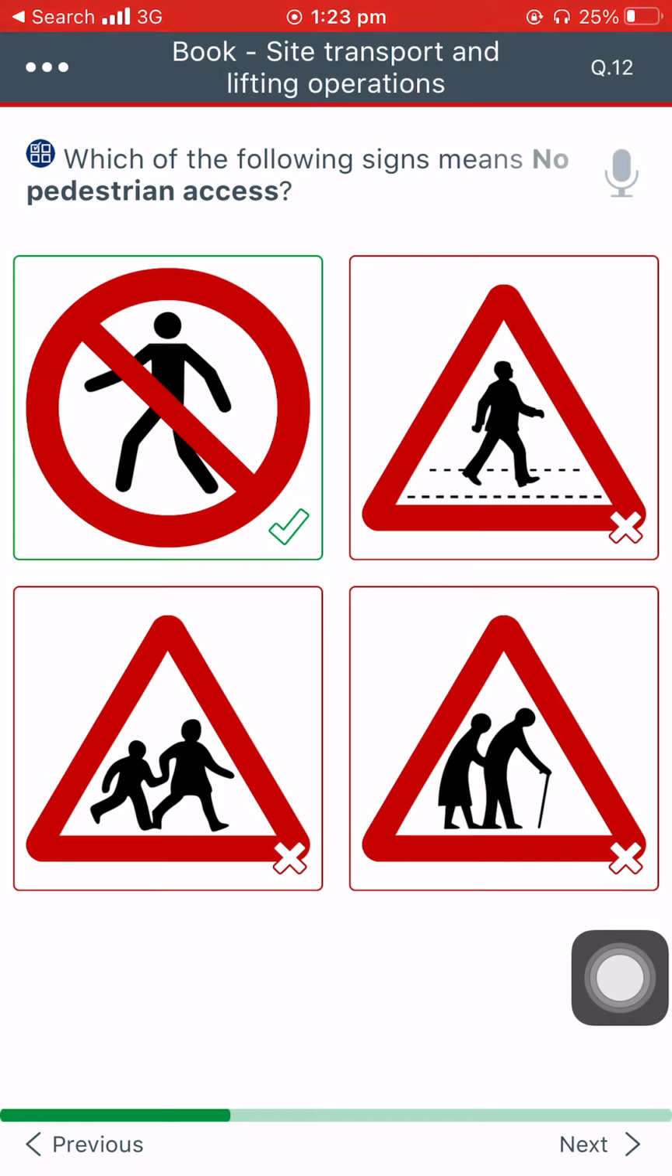Which of the following signs means no pedestrian access?